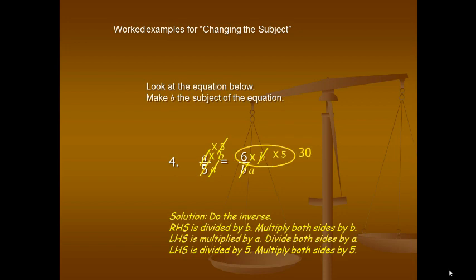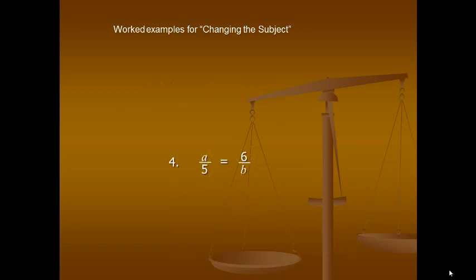On the right-hand side, we have 6 multiplied by 5, which is 30, so b is equal to 30 divided by a. And here is another way to do this.